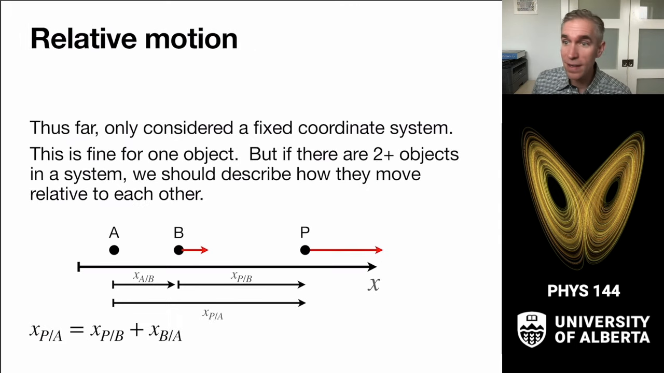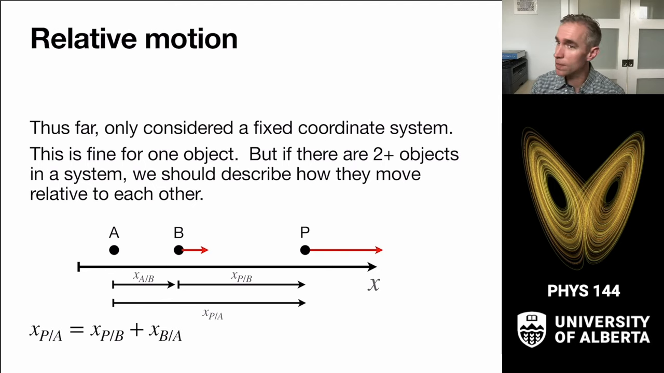We have one other thing to talk about, and that is the 2D case of relative motion. So far, we have only considered a fixed coordinate system appropriate for describing one object. But if there are multiple objects in a system, we really would like to describe how they move with respect to each other. So we can consider two observers considering an object moving here, in this case, P. And we'd like to understand how observer A and observer B describe the motion of P respectively.